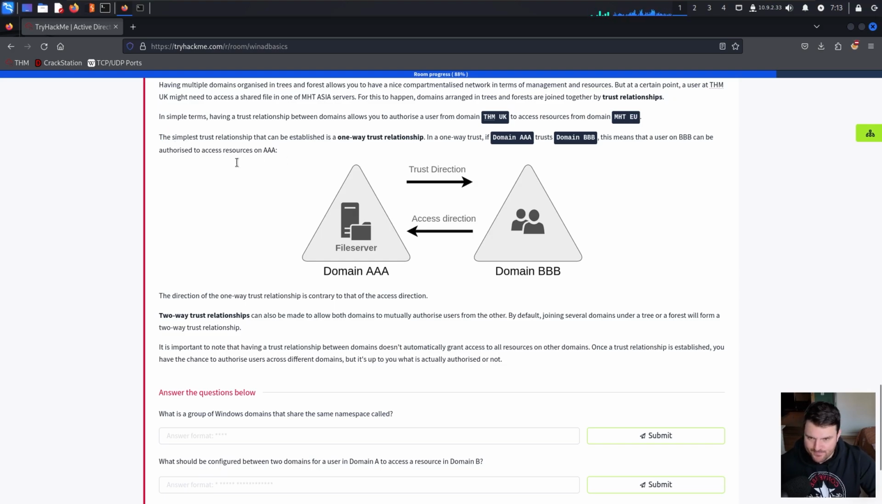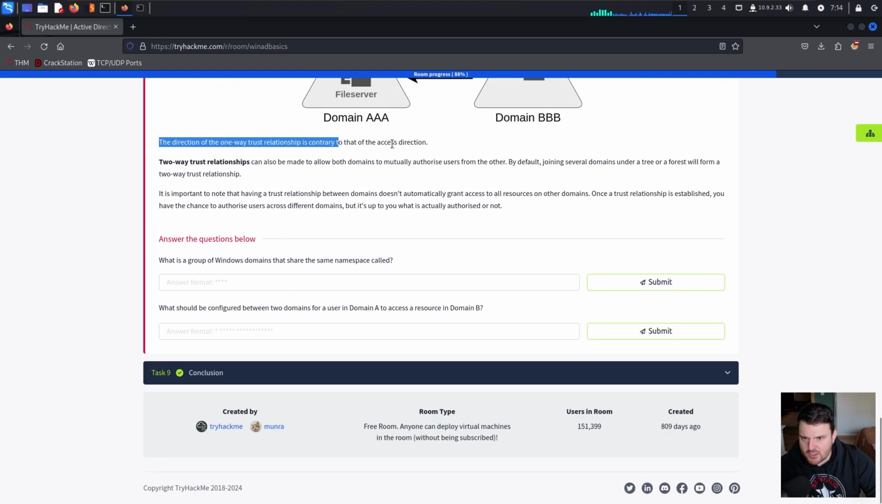EU, boy! The simplest trust relationship that can be established is a one-way trust relationship. In a one-way trust, if domain AAA trusts domain BBB, this means that a user on BBB can be authorized to access resources on AAA. Here we can see that this relationship is reciprocal, right? Domain A can access BBB and BBB AAA. The direction of a one-way trust relationship is contrary to that of the access direction.